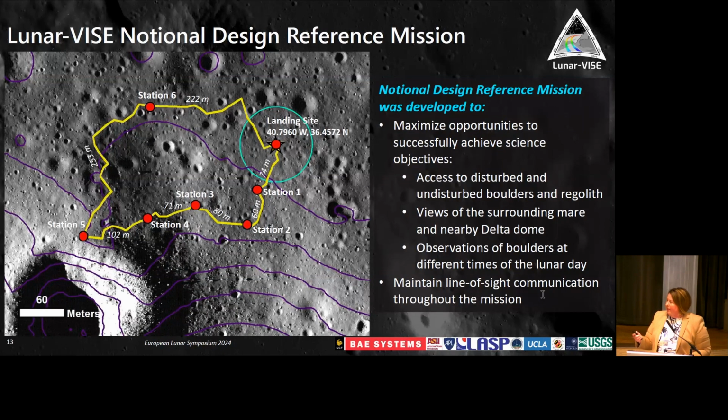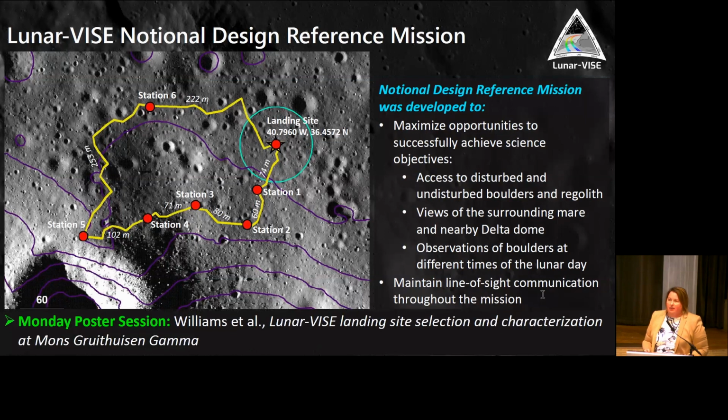We also like this landing site location because it gives us access to the edge of the plateau. And so we can go and look at a distance and we'll be able to get observations of the Delta Dome as well as the mare surrounding. So we'll get some nice context data to go along with our measurements of the Gamma Dome. And if you're interested, there'll also be a poster this afternoon by Pierre Williams, who'll be going over in detail our thought process and how we've developed our notional design reference mission and characterized the landing site.